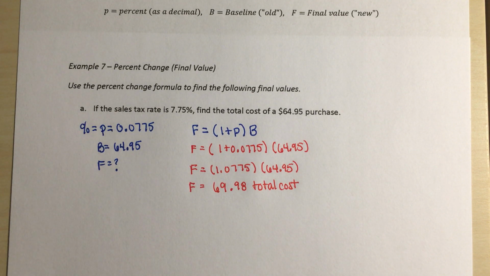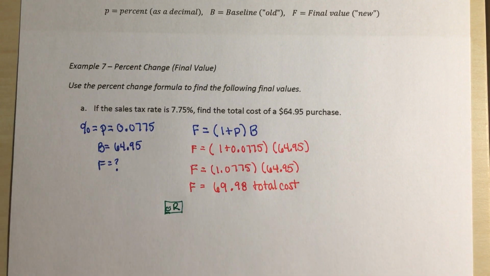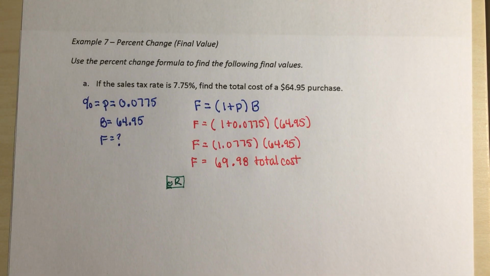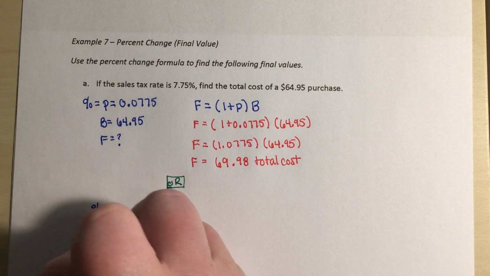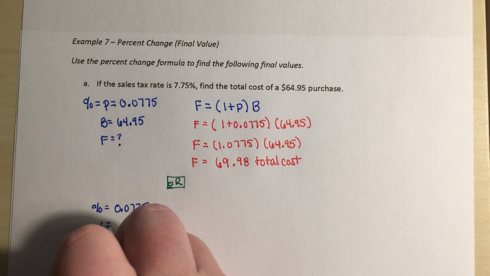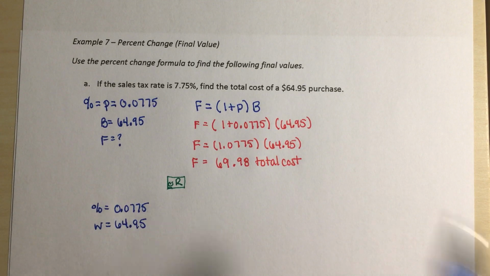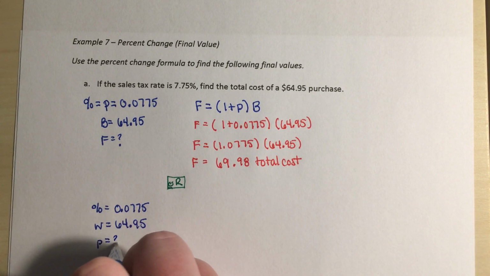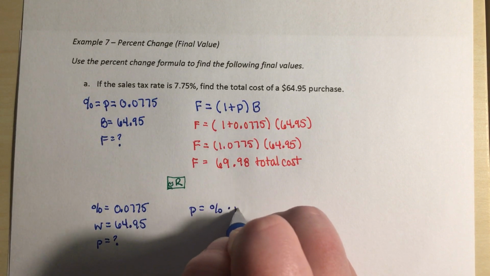Now, we do have an option here. As I said, there are a lot of problems in this section that we can do multiple different ways. So I'm going to work through the same problem a different way, just so you can see that there are different options that we can explore. Our percent equals 0.0775. Going back to our original percent formula, percent times whole equals part. Our whole is our original price, and we are looking for our part. So part equals percent times whole.